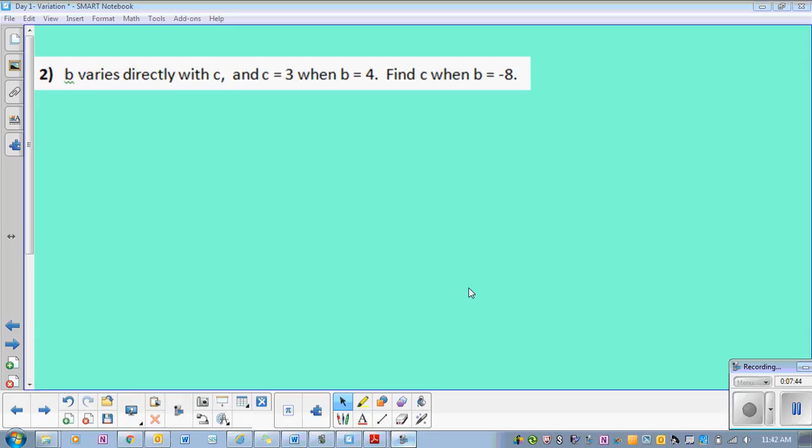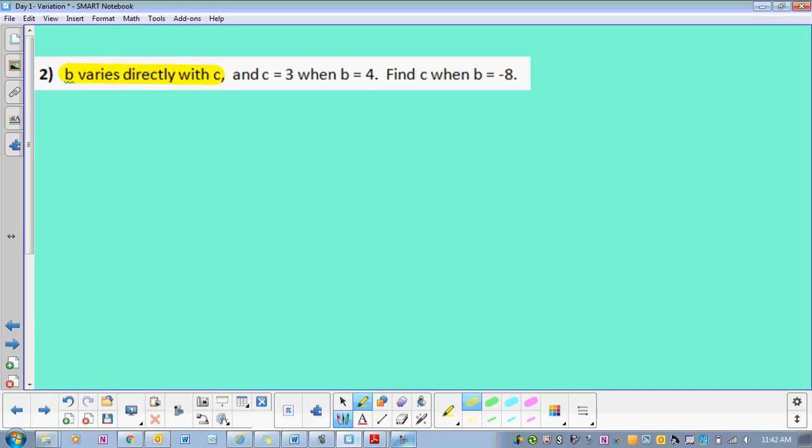B varies directly with C. Whenever I see "varies," I always think you've got to have equals K, all right? That "varies" tells you you've got to have that K. So B varies directly with C, and C equals 3 when B equals 4. They gave you values for both of the variables.